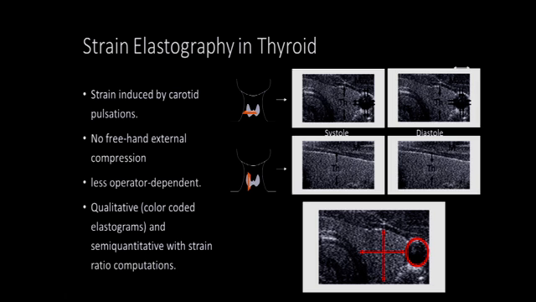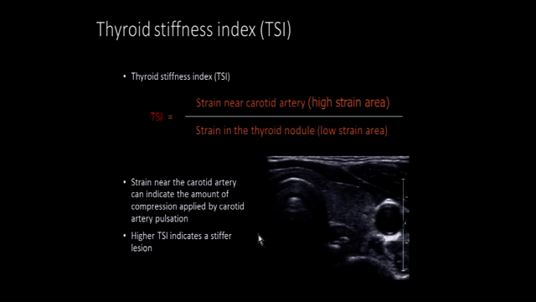Strain can also be induced by carotid pulsations. In this particular technique, no freehand compression is applied. It is less operator dependent because you just rely on the carotid pulsating and causing compression on the thyroid. It is also less operator dependent because it gives uniform pulsations or compressions on the thyroid with each systole in the flow in the carotid. Now, qualitative and semi-quantitative strain ratio computation can be performed in case of strain-induced carotid pulsation elastography as well. So this is an example.